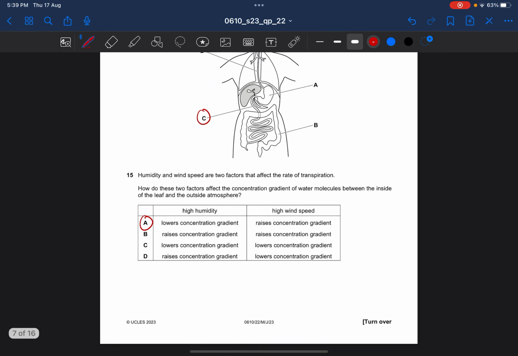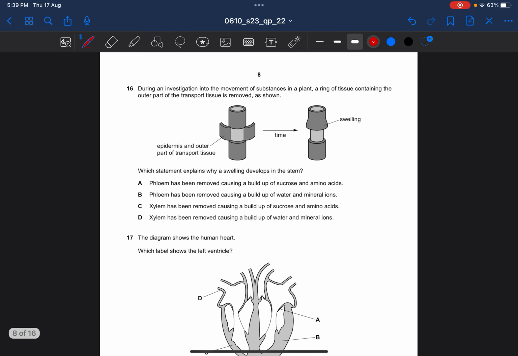Okay. Alright, next question. Question 16. During an investigation into the movement of substances in a plant, a ring of tissue containing the outer part of the transport tissue is removed, as shown. Which statement explains why a swelling develops in the stem? So the answer for this one is A. Phloem has been removed, causing a build-up of sucrose and amino acids.